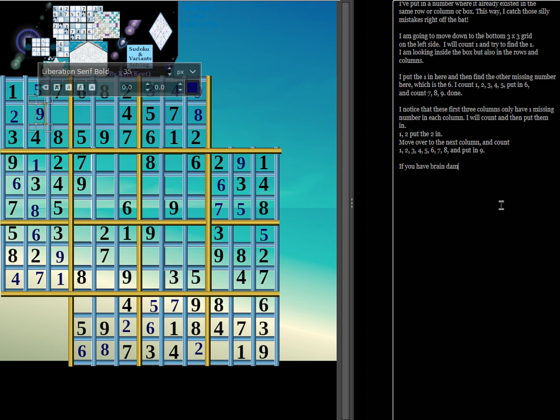If you have brain damage, I highly recommend you count all the numbers to be sure you aren't missing something obvious. I normally do that every single time, but because I'm making a tutorial on a Sudoku that is more advanced, I'm not going to do that every single time.